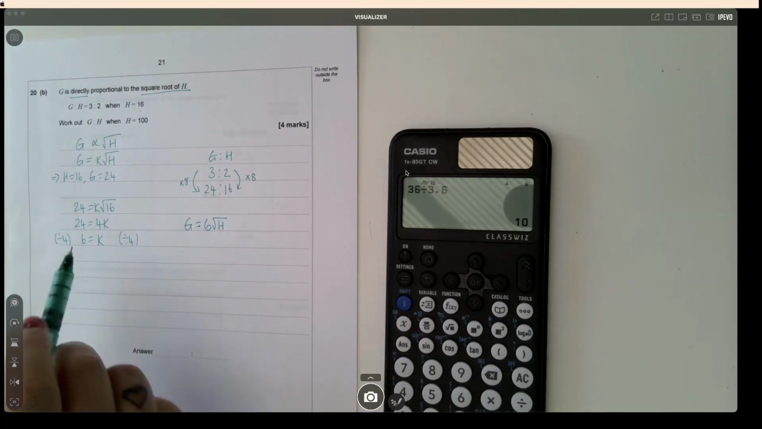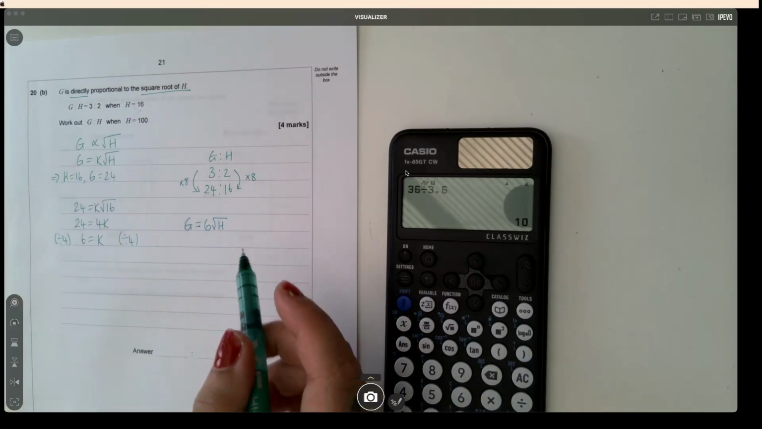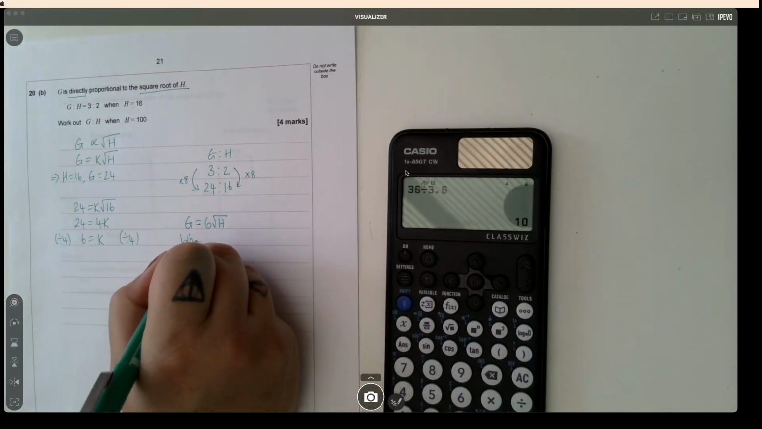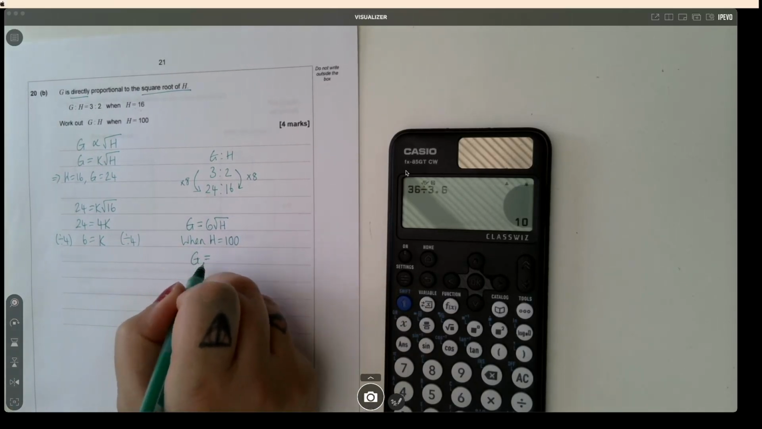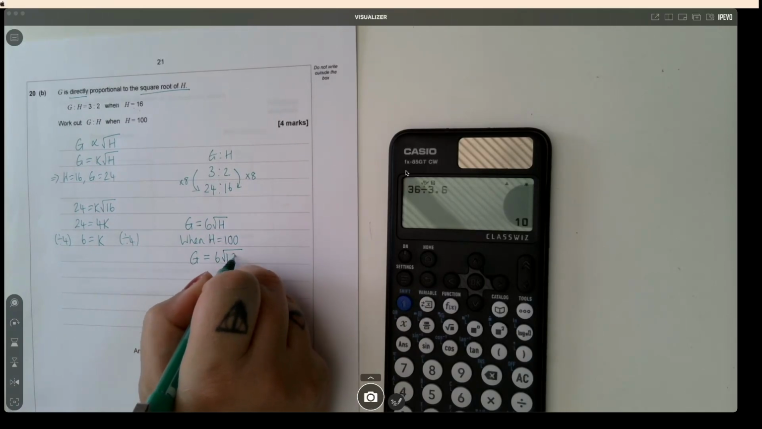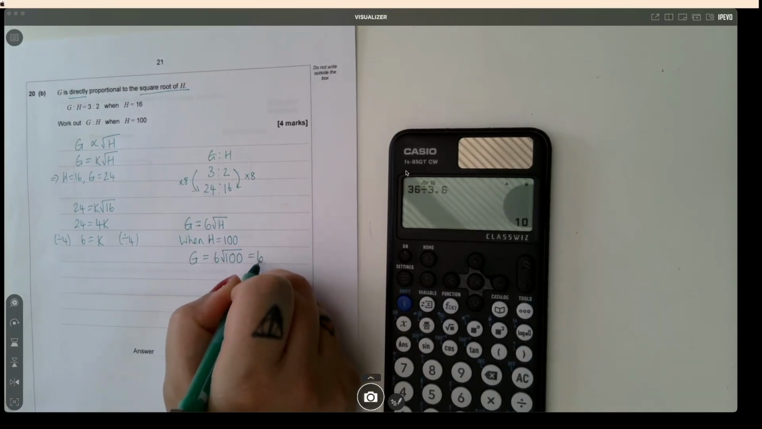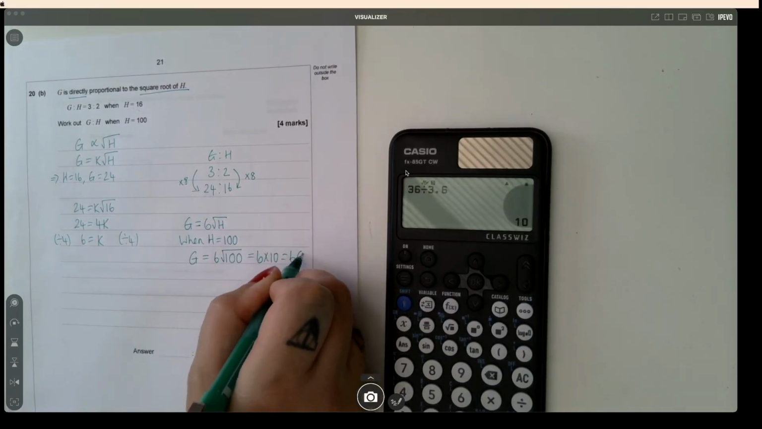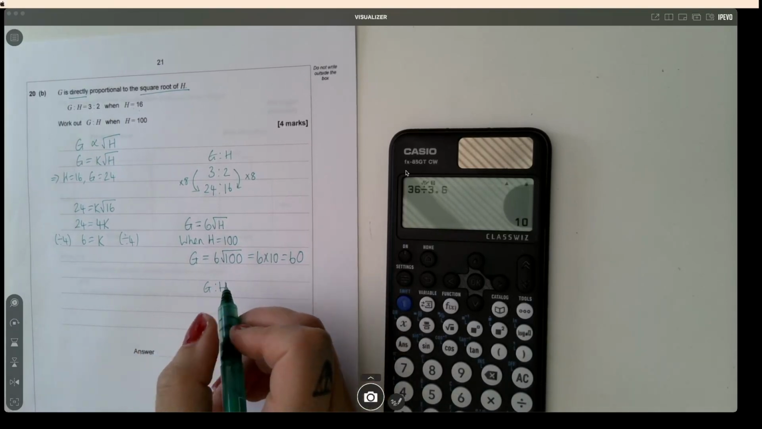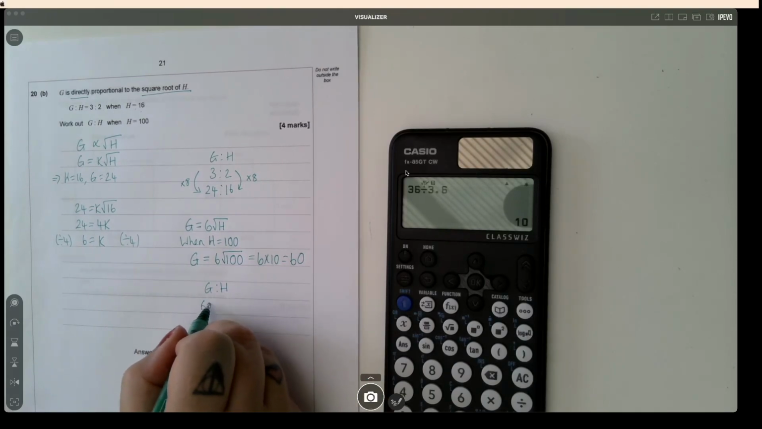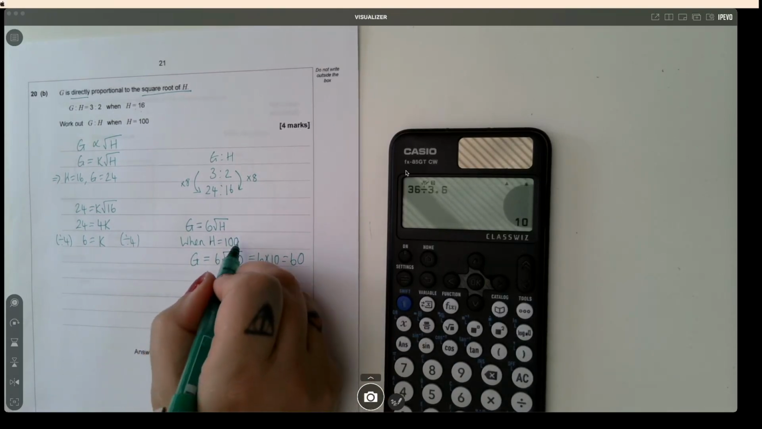So it wants us to work out G when h is 100. So when h equals 100, G equals 6 times the square root of 100, which is 6 times 10, which is 60. So G is 60 when h is 100.